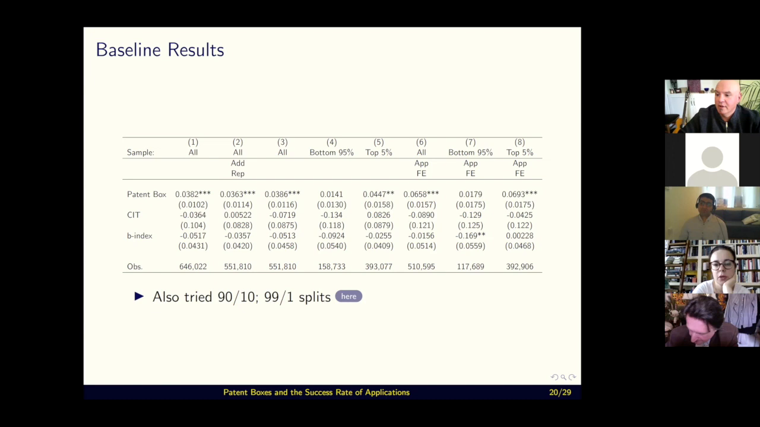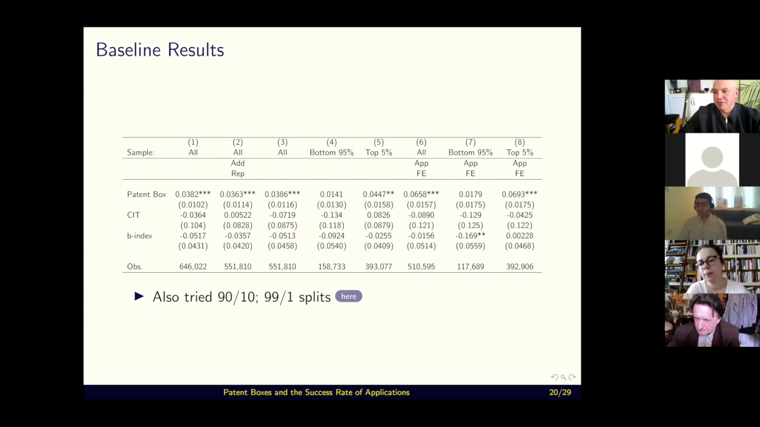Okay. But in this way that Austria does not have a patent box, large companies are not taking good advantage as other countries in the European Union do. And they are going to be your major innovators.